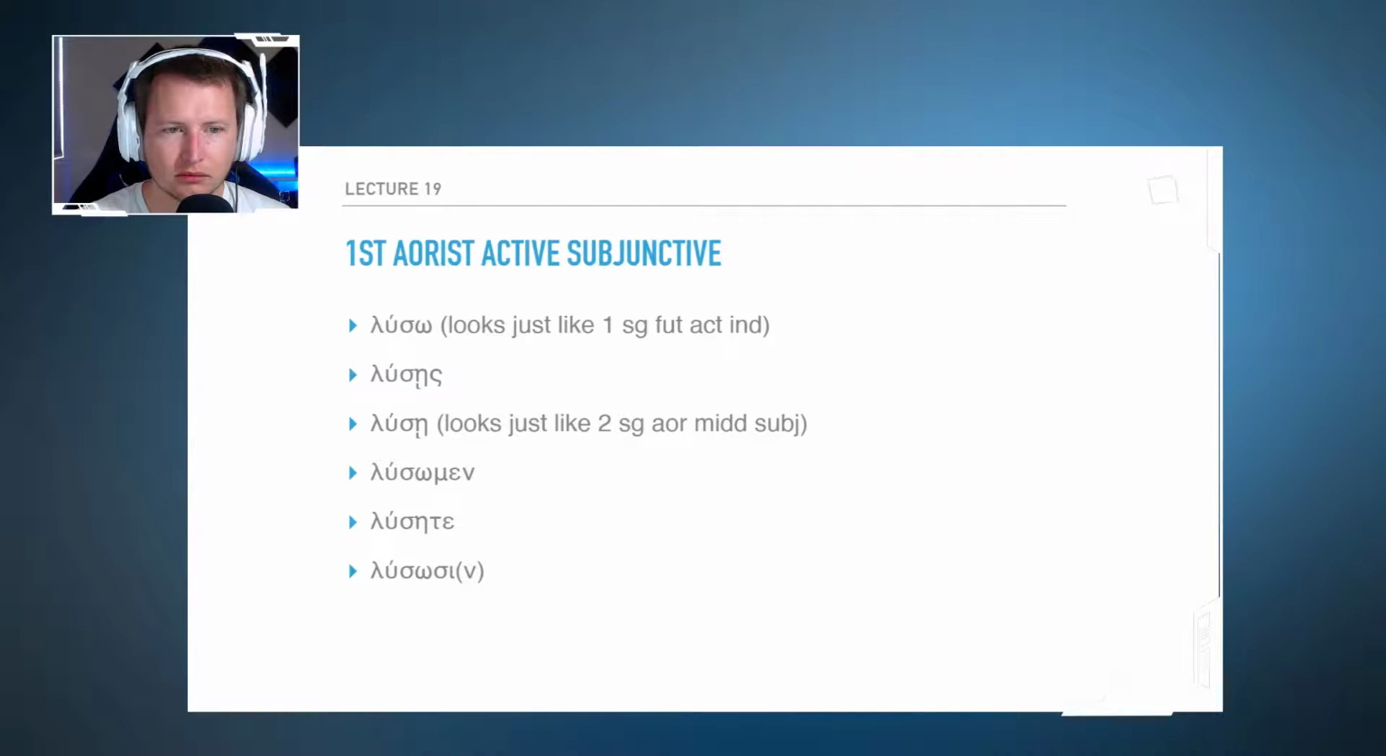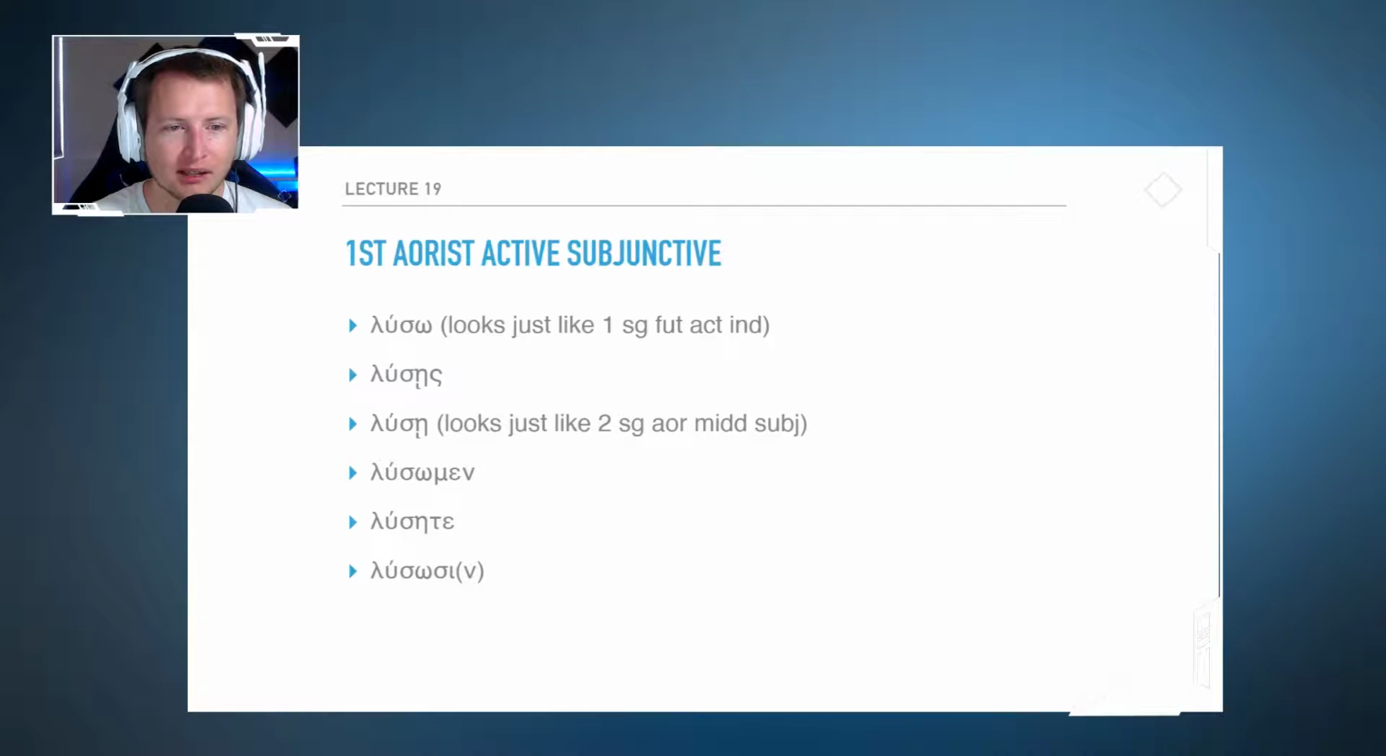So, lyso, lyseis, lysei, lysomen, lysete, lysosin. Don't confuse this with the future indicative. Because remember, the tense formative in the future indicative is a sigma. The difference is this is a sigma with a lengthened connecting vowel. Now, that being said, lyso is both first person singular future active indicative and first person singular aorist active subjunctive. It's both. Context is key.